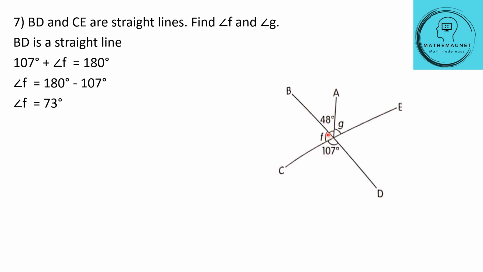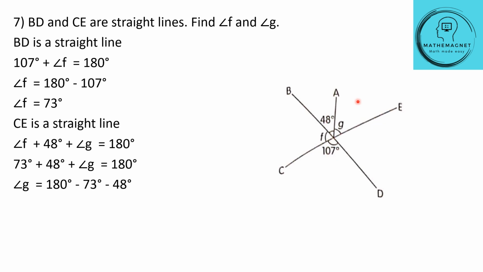Now we found one of the unknown angles, angle F, as equal to 73 degrees. Now we have to find angle G, the other unknown angle. To do that, we'll consider the straight line CE. So angle F plus 48 plus G will be equal to 180 degrees, and now we know angle F is 73 degrees. So angle G will be 180 minus 48 minus 73, which is equal to 59 degrees. So the unknown angle F is equal to 73 degrees and angle G is equal to 59 degrees.